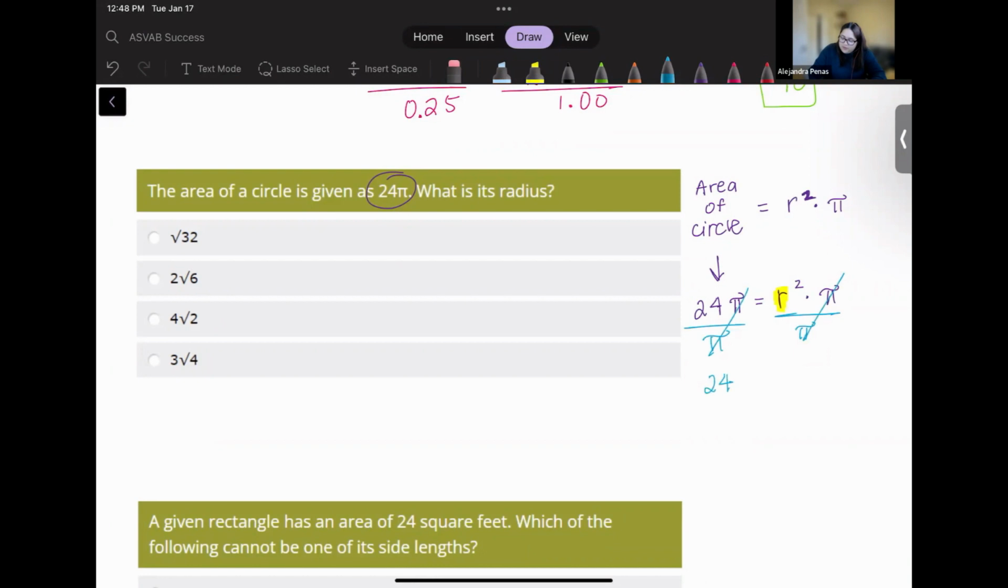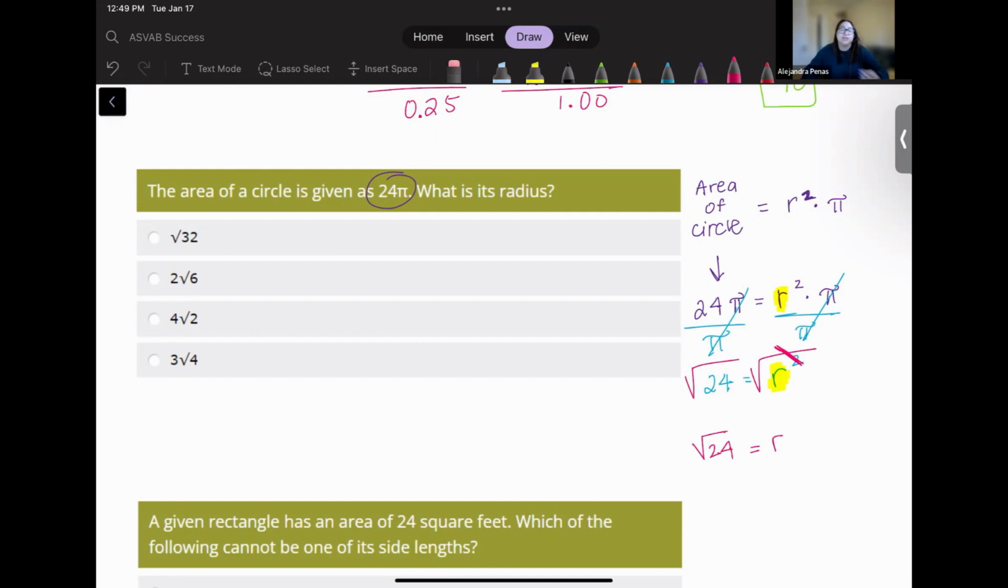So we're going to have that 24 is equal to the radius squared. And again, our job is to get the radius. So right now I have a power of 2. The opposite of a power of 2 would be a square root. So I'm going to do the square root here and here. The square root and the power cancel, leaving me with just r is equal to the square root of 24. Now, this is 1000% mathematically correct.